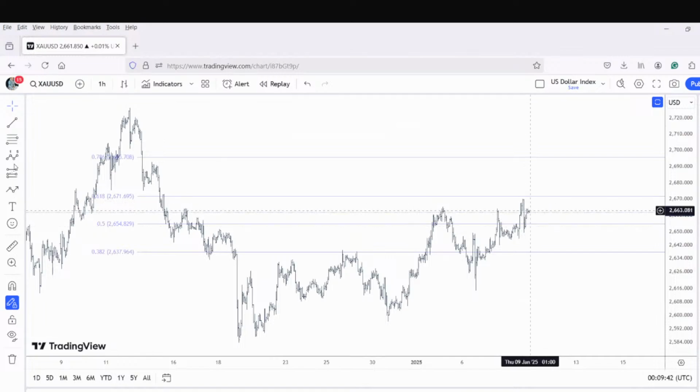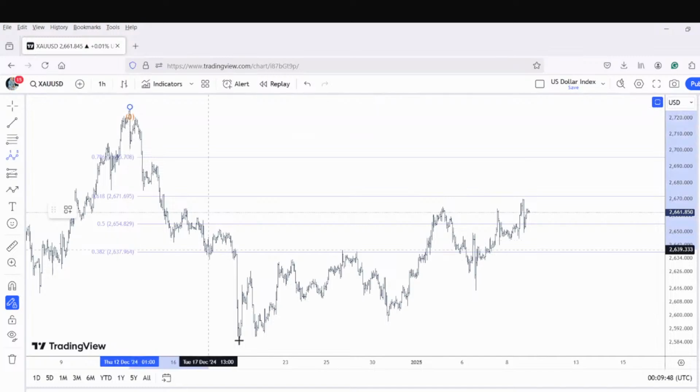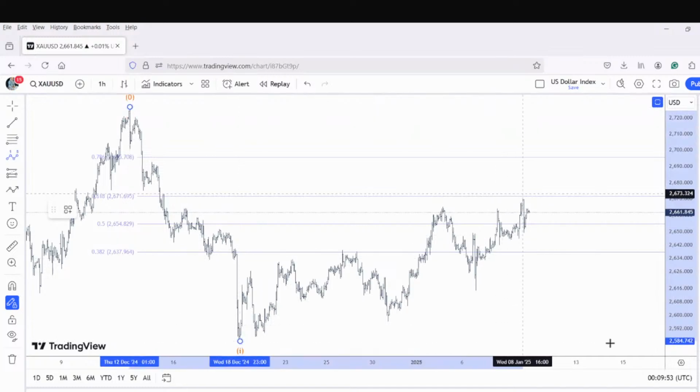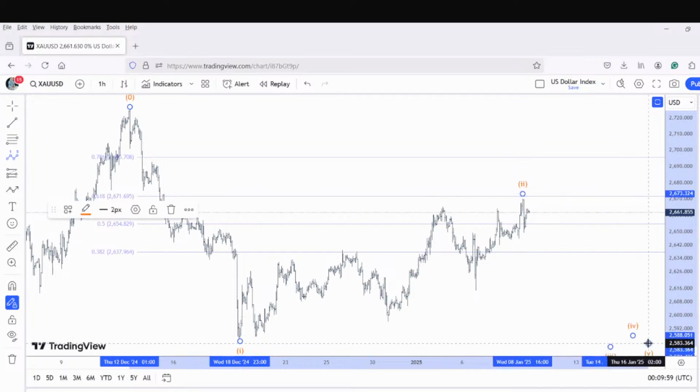It really is a delight to watch how waves are shaping up and the price action behaving accordingly. That's amazing.